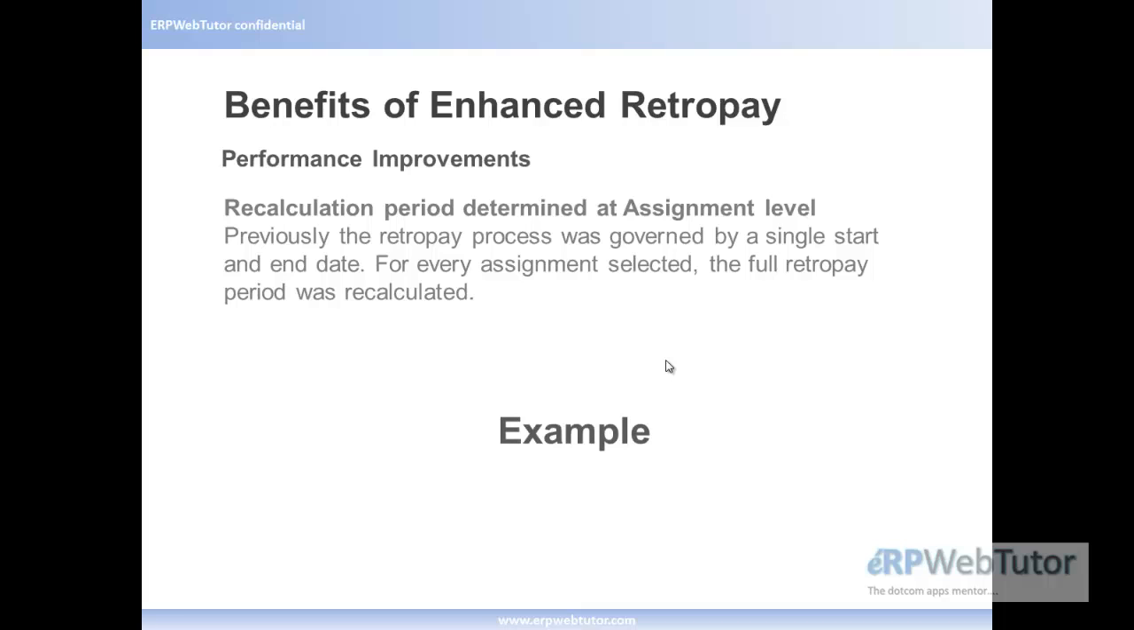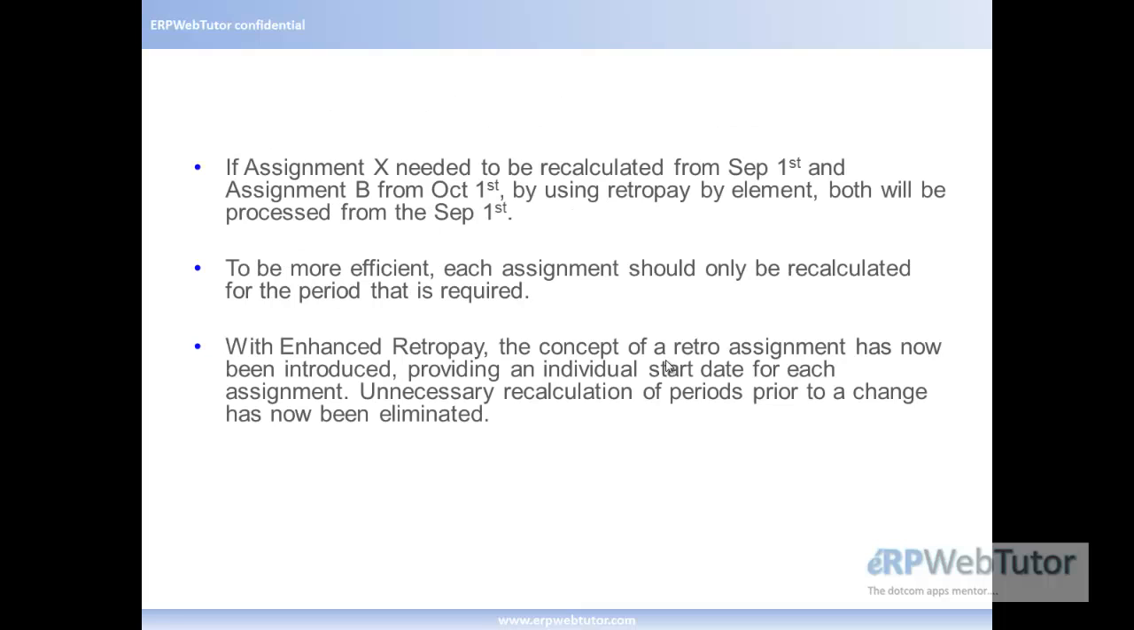So we will see the example. Assignment X needed to be recalculated from September 1st and assignment B from October 1st. So using Retropay by Element, you have to enter the start date of September 1st, and let's say you're on today's date, you will put the end date of today. So both the assignments will be calculated from September 1st.